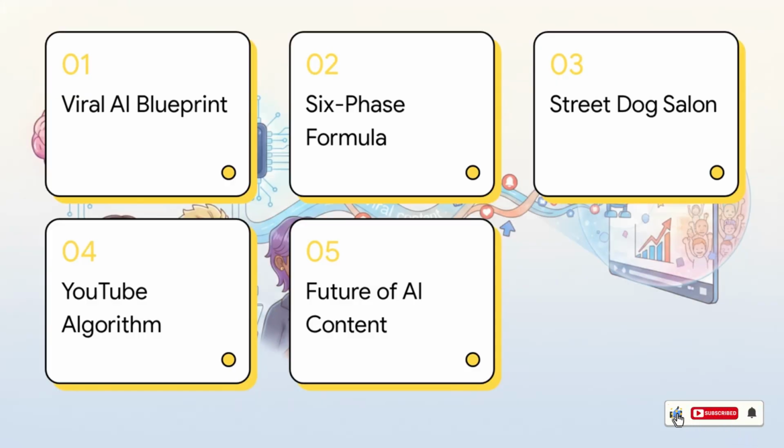We're going to hit the viral AI blueprint, break down the 6-phase formula, apply it to create the street dog salon, crack the YouTube algorithm, and finally look at the future of AI content. Let's get right into it.